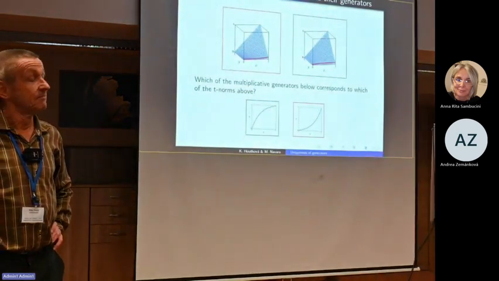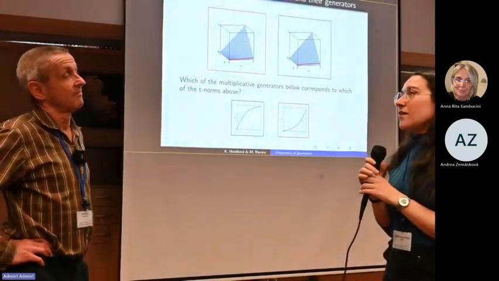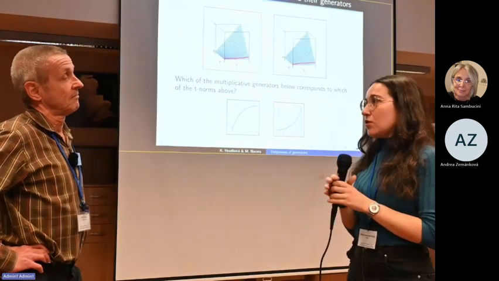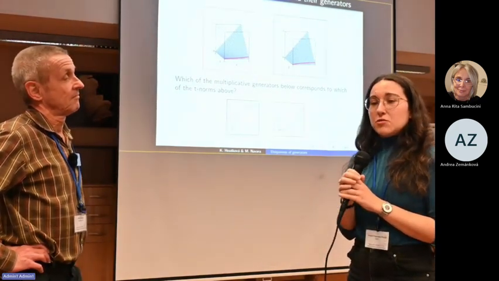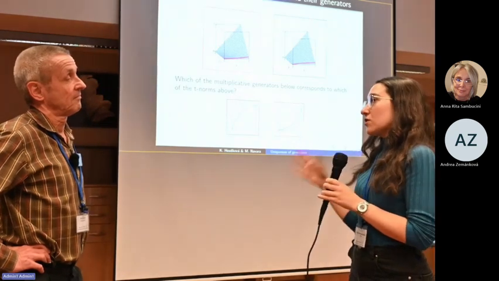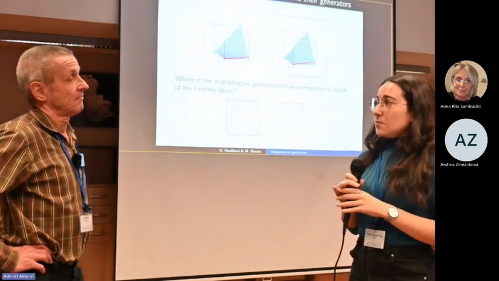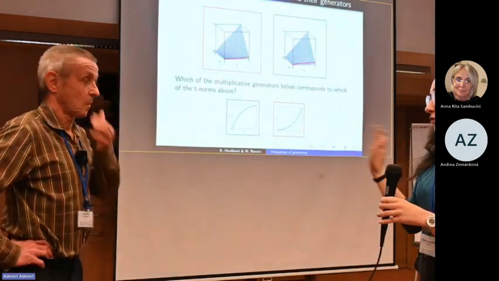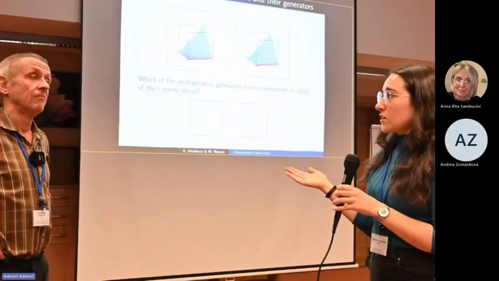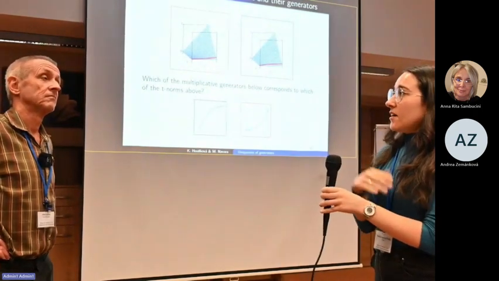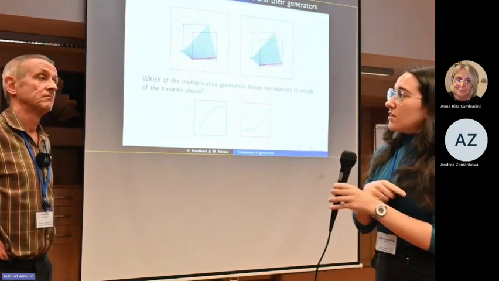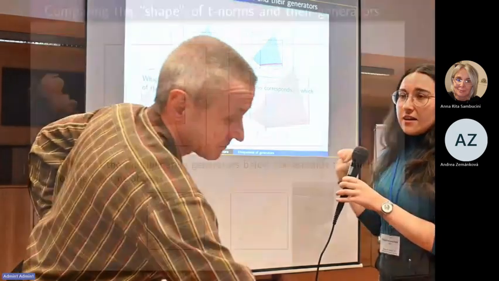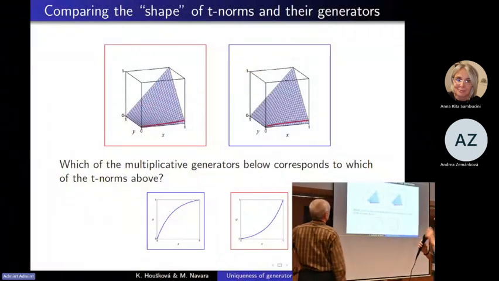Actually, I have a question. Do you think that studying this type of generator would help to study the relation between the expression of the norm and the generator? Because as far as I know, if you have the generator, you can, of course, obtain the expression of the norm, but the other way around, if you have the expression of the norm, retrieving the generator is not that straightforward. Do you think this study will help in this problem?